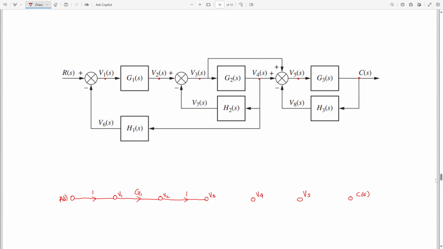Okay, from V3, then I connect it to V4. I get plus G2. Then from V4, I connect it to V5. I get +1. And then from V5, I connect it to C of S. Then I get G3. So I'm done with the main forward path transfer function. I just have to concentrate now on the feedbacks and then all of that.